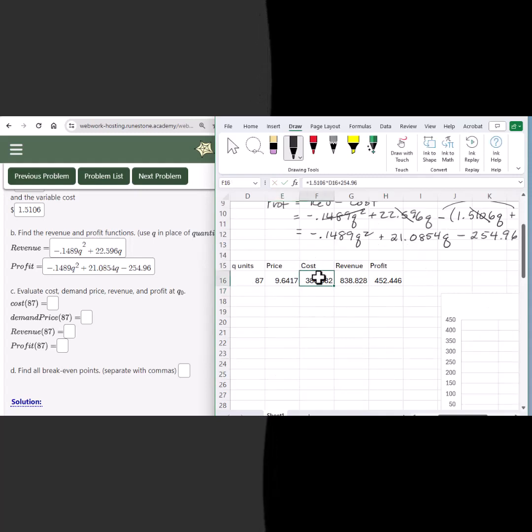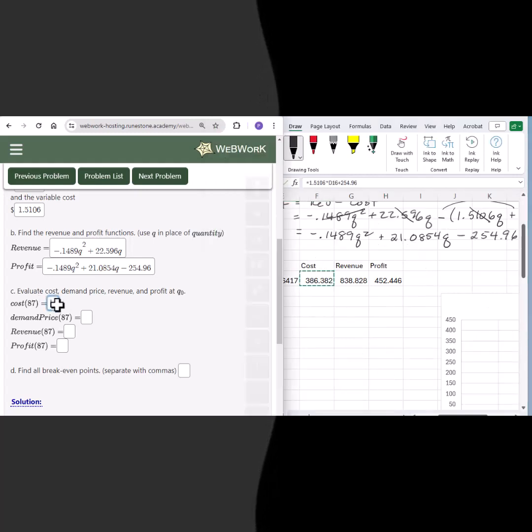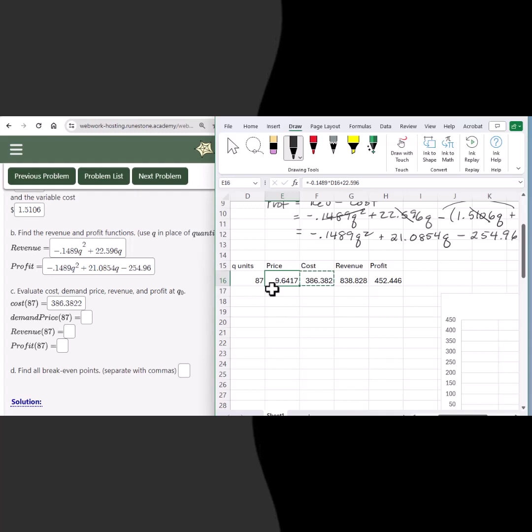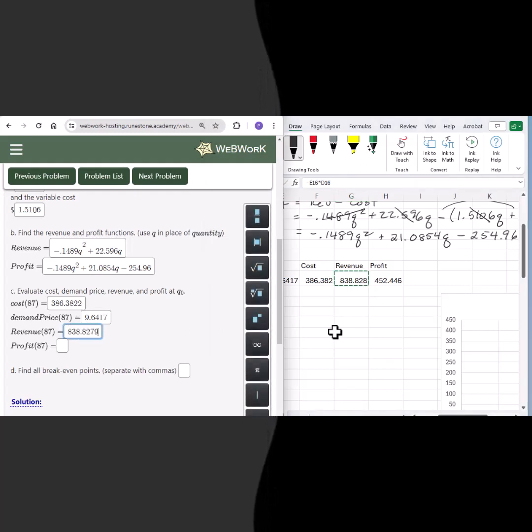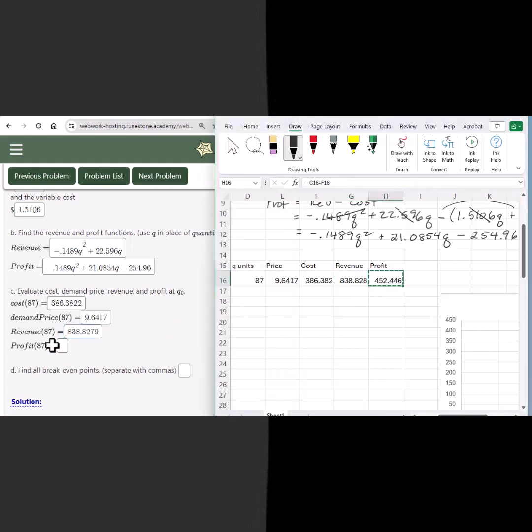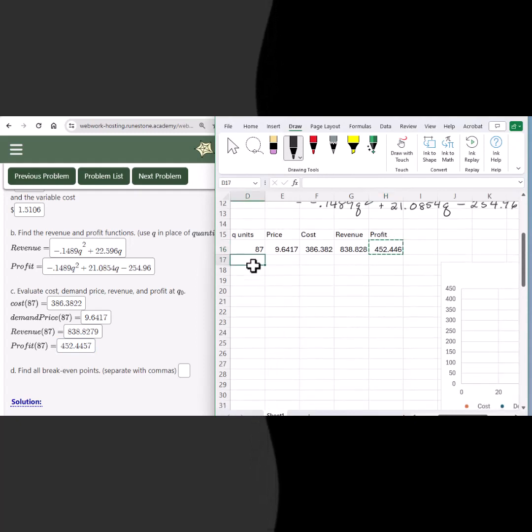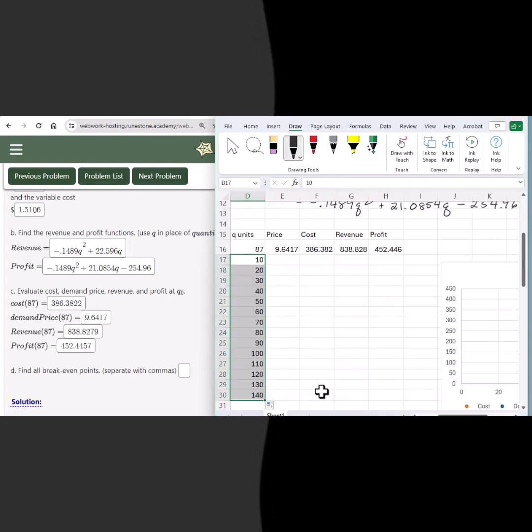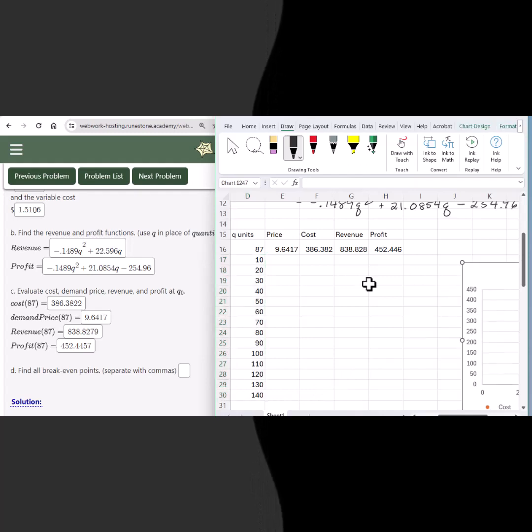So units is 87, fill in the cost, the price, revenue, profit, and find some break-even points. So let's see, let's go 10, 20, 30, 40, up to, I don't know, try that much, see how it goes.